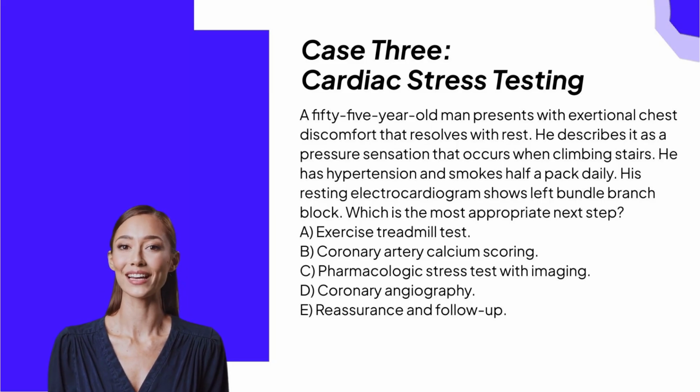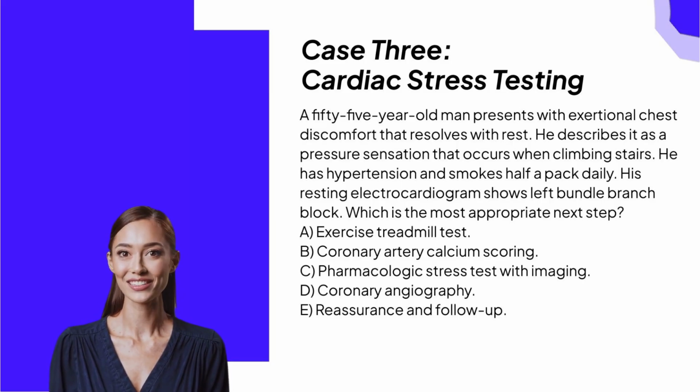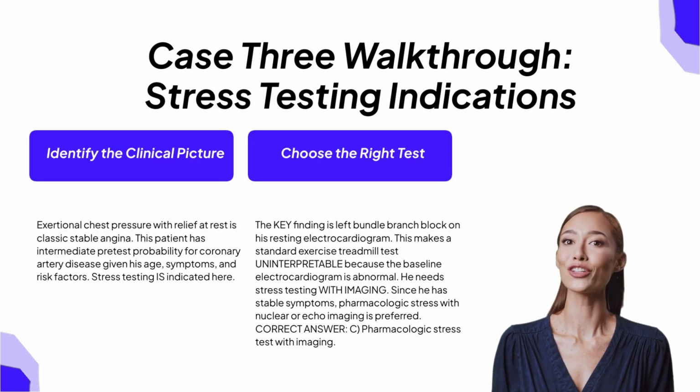This patient has classic stable angina, exertional chest pressure that resolves with rest. The key finding in the question stem is left bundle branch block on his resting electrocardiogram. What type of stress test would you order? This is a classic board question trap.